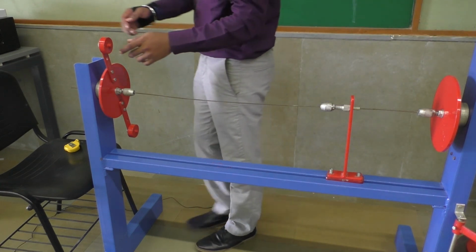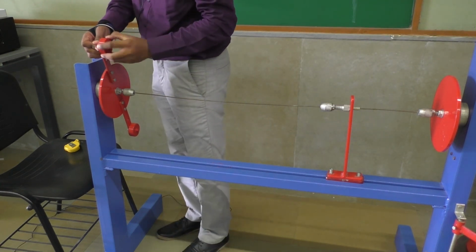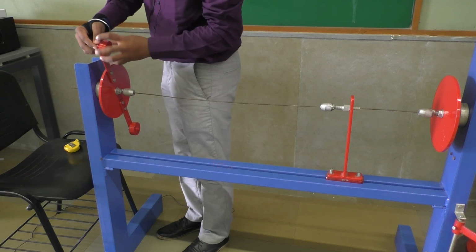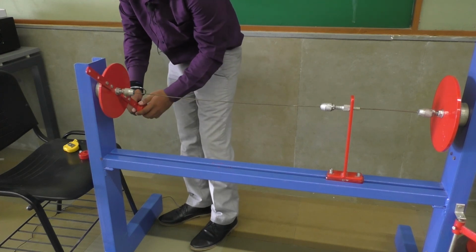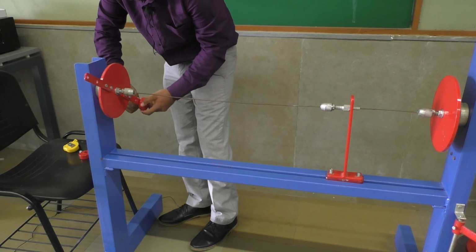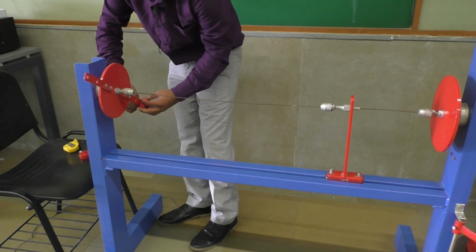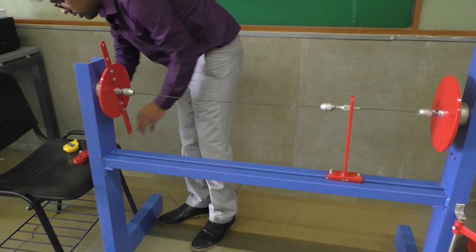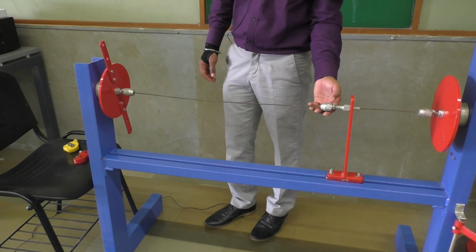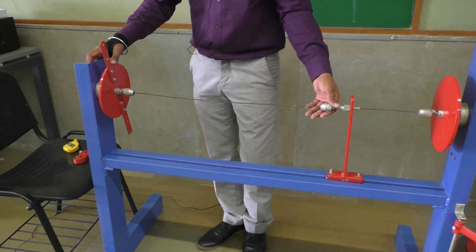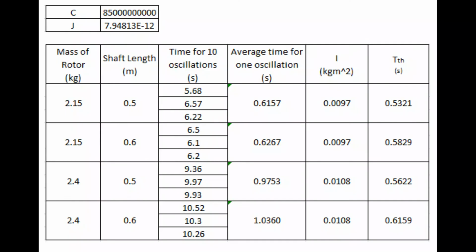Similarly, we can again remove this plate, unload this rotor and continue taking the oscillation readings for the rotor at 2.15 kgs and the length of suspension of 0.60 meters. We'll take all such readings and then compare the results. So we have performed the experiment for two different weights and two different lengths. You can see that in the table of observations.